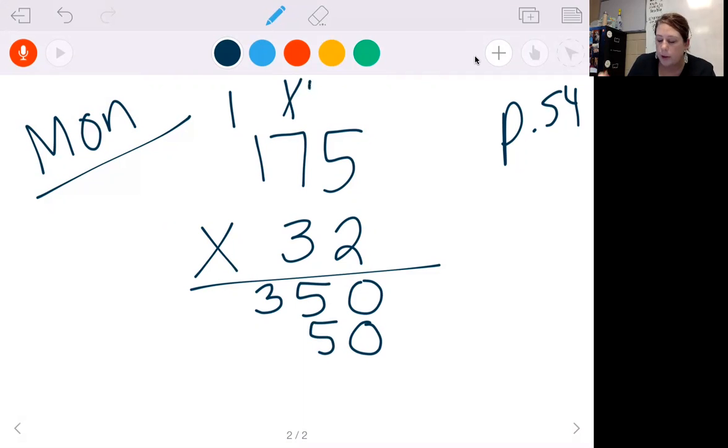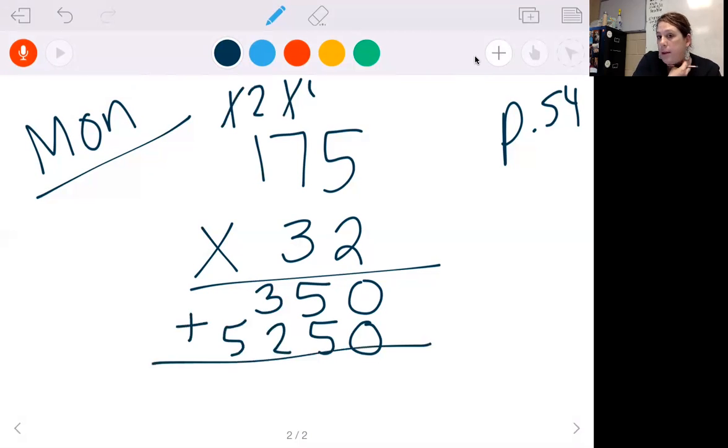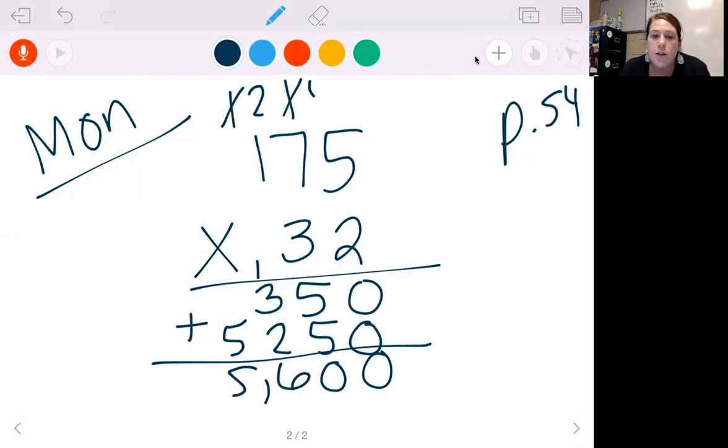Don't know if it wrote, there we go. Then I'm going to do 3 times 7 is 21, plus 1 is 22. I'm going to put my 2 and carry my 2. 3 times 1 is 3, plus 2 is 5. And then I just add the numbers at the bottom. 0 plus 0 is 0. 5 plus 5 is 10. Carry your 1. 3 plus 2 is 5, plus 1 is 6. 5 plus 0 is 5. So we get 5,600 screws.